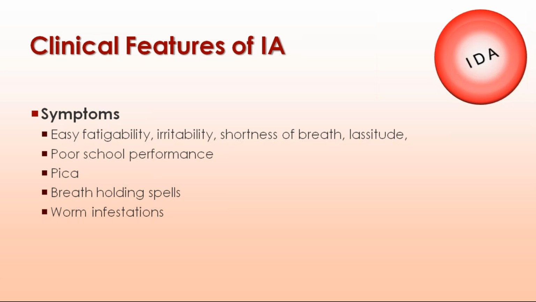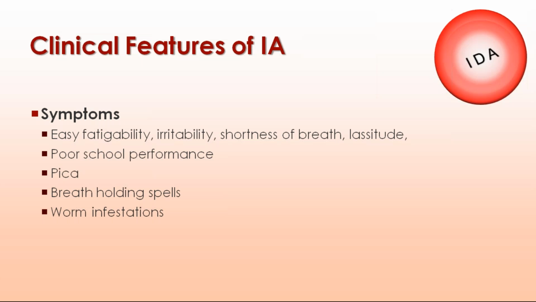Breath holding spells, especially the pallid type of breath holding. You know the breath holding spells are of the cyanotic type and the pallid type. Usually the pallid type is supposed to be associated with anemia. Worm infestation history: because of pica, they keep on eating such things, and the chances of repeated worm infestations are high. And also, I didn't mention here, anemia increases the chances of pediatric stroke.